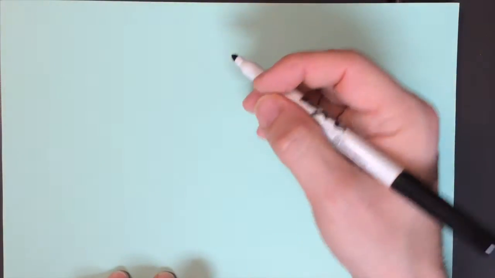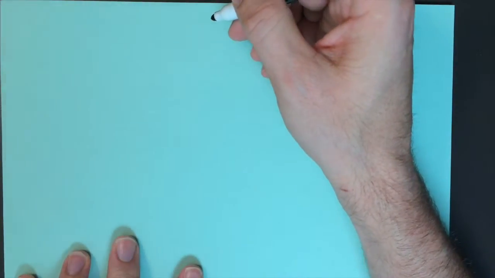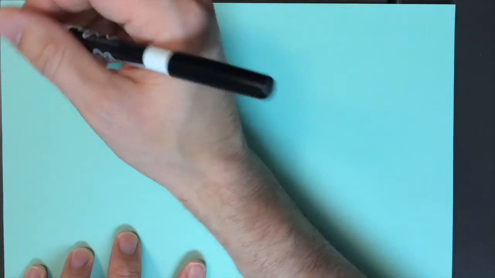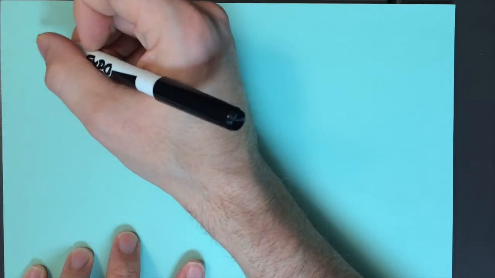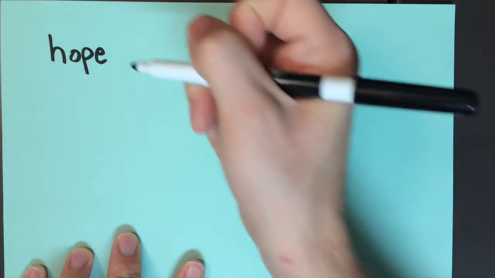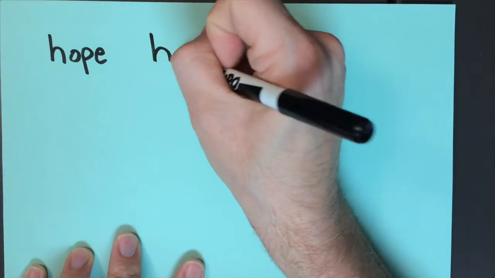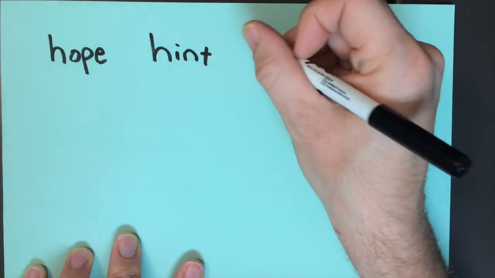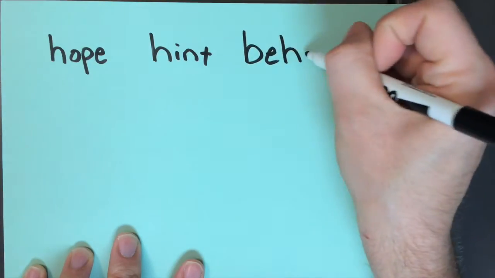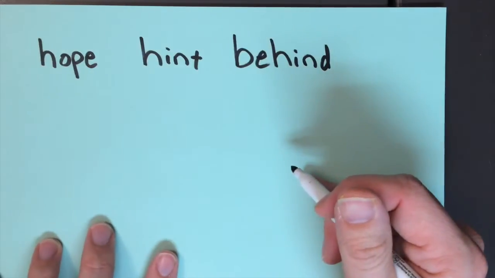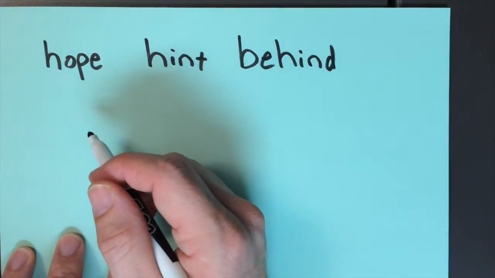And finally, we're going to be looking at the H sound, and H is used pretty much the same all the way across with anything you ever write. So let's just go ahead and start into the words. So hope, hint, behind, and that's it.